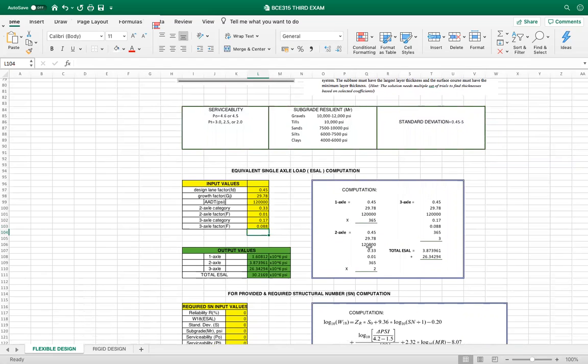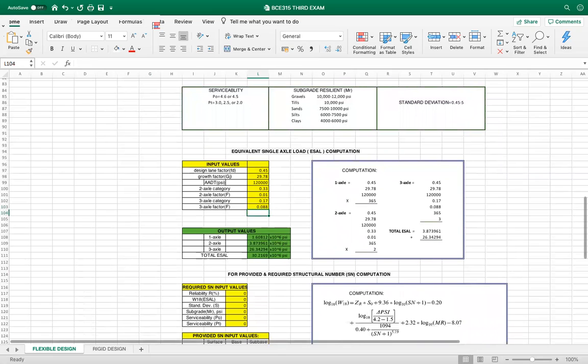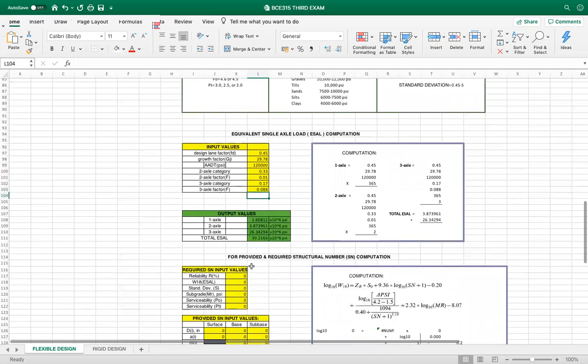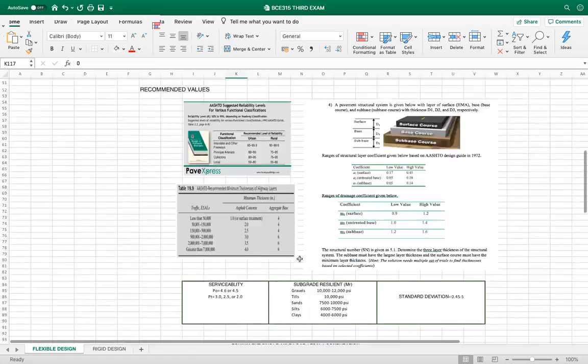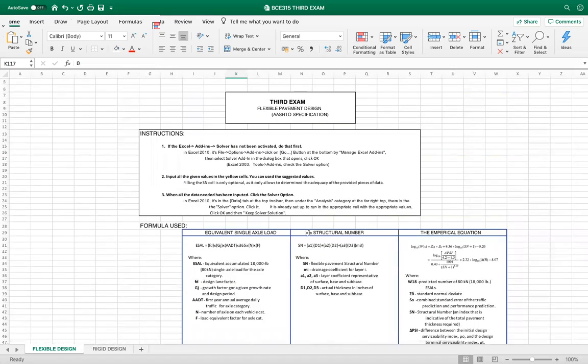So for the ESAL computation, here we get the total ESAL, which we can see in our output. The total ESAL would be 30.2169 times 10 raised to 6. Second, we input values for the provided and required structural number SN. We compute for the SN, the structural number.